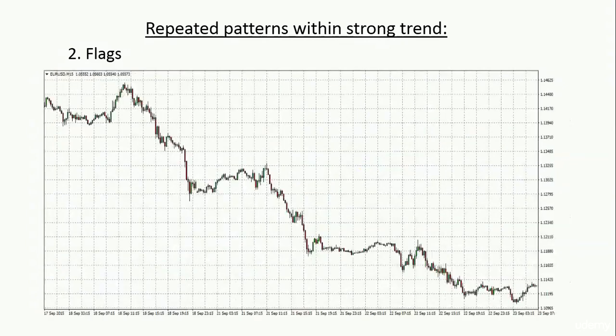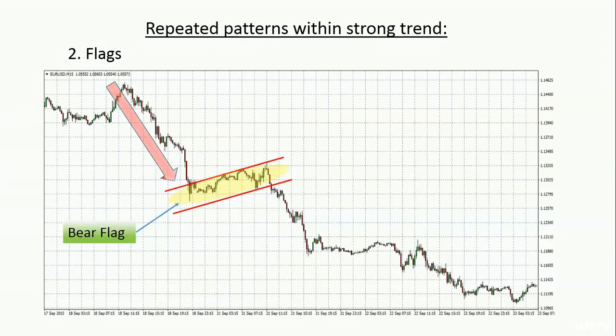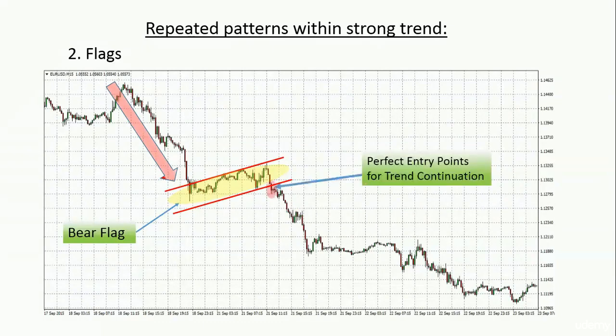This chart is showing another example of flags, which is a bear flag represented by this up channel here. Although this channel is going in the opposite direction of the main trend, it should be, and it is safer to be, considered a trend continuation signal. And as you can see here, the perfect entry point would be when the price breaks this channel to the downside, forming a trend continuation to the downside.